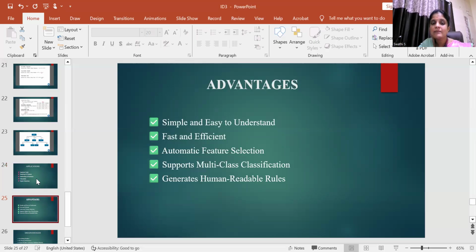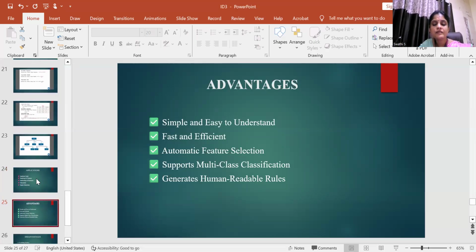Advantages are simple and easy to understand. The tree structure is intuitive to interpret the result, and it is fast and efficient. It uses a greedy approach, so it can be used for a small data set. Automatic feature selection, it selects the best attribute using information gain. It supports multi-class classification, so it can handle more than 2 classes.